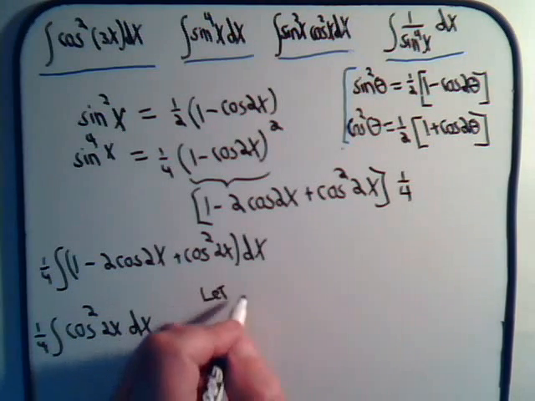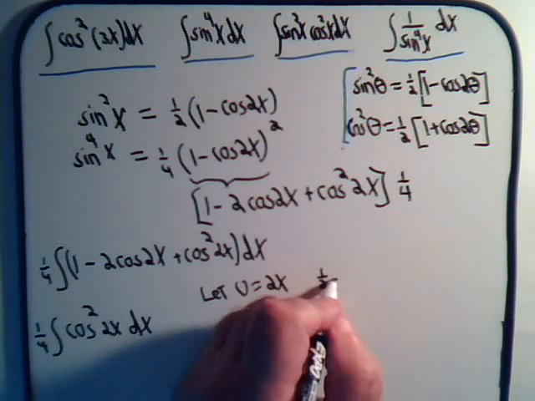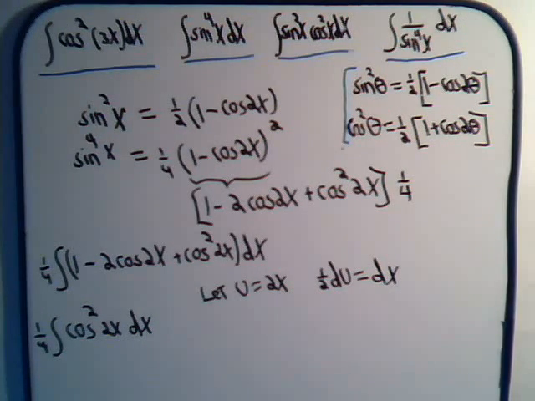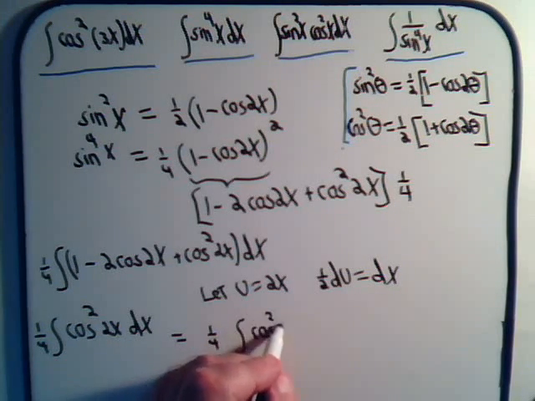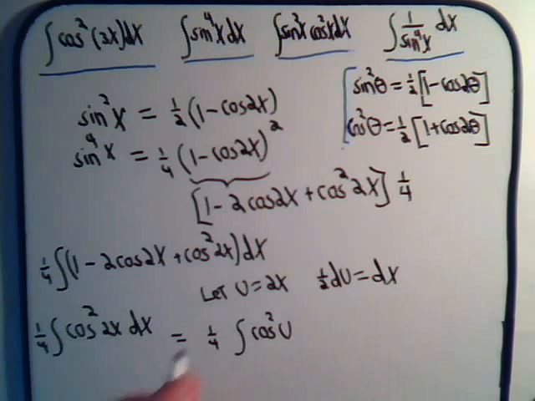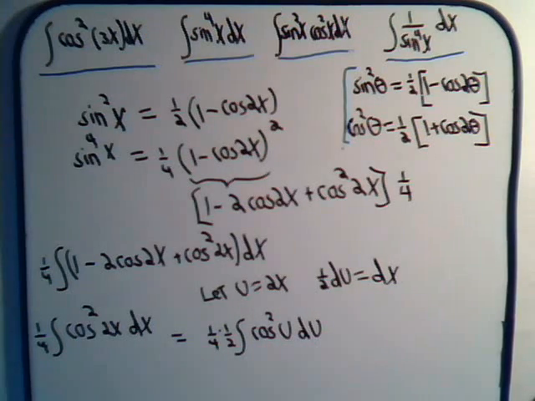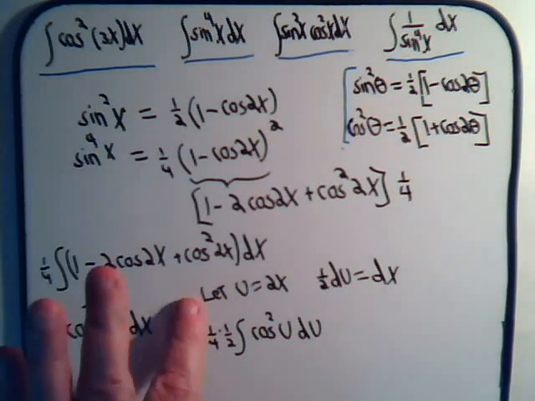That's pretty straightforward. Let u equal 2 times x, so 1/2 of du will equal dx. So here then, this will be equal to 1/4 times the integral of the cosine squared of u, and dx, that's 1/2 du. So we have times 1/2 du. Now we're all set to go ahead and apply our formula. This is 1/8.